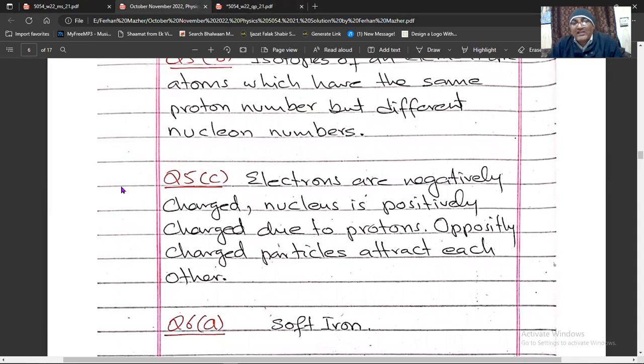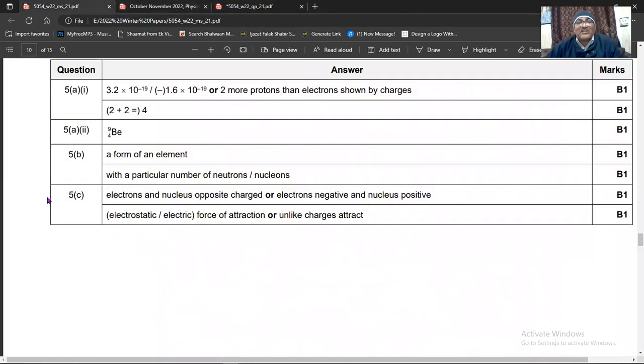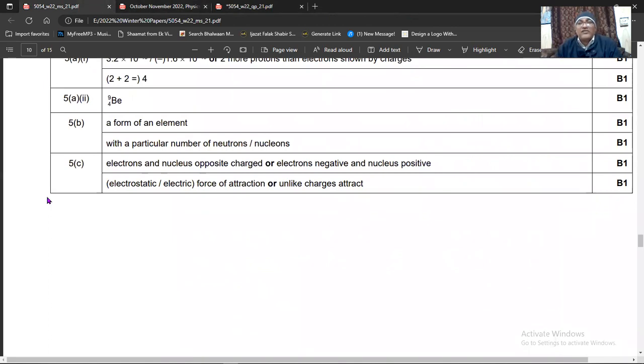Electrons are negatively charged, the nucleus is positively charged due to protons. Oppositely charged particles attract each other. So due to that electrostatic force of attraction, the electrons keep moving around the nucleus. Electrons and nucleus are oppositely charged, electrons negative and nucleus positive, electrostatic force of attraction, or unlike charges attract.